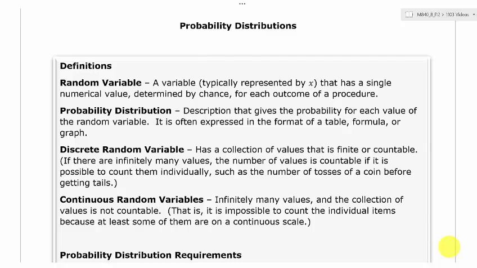Hi, this video is about probability distributions. So we're going to take a look at how you can determine whether something describes a probability distribution or not. First, we need to talk about some definitions.